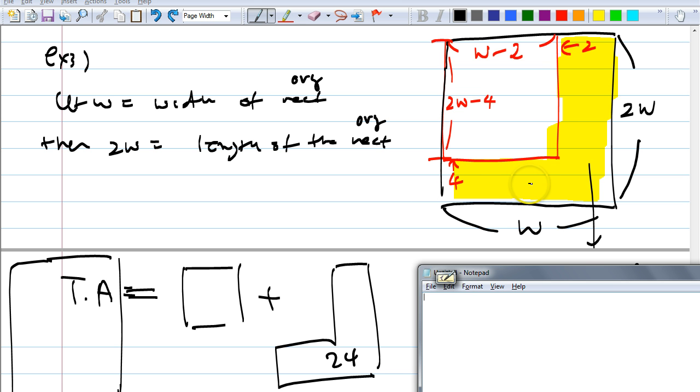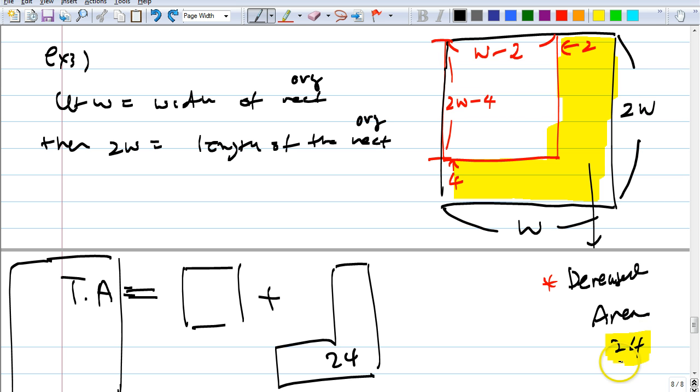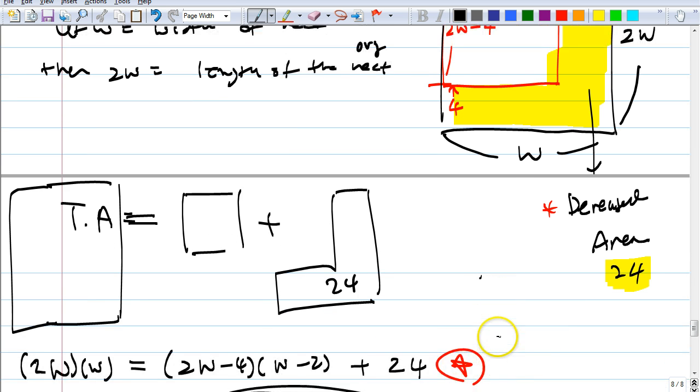Didn't they tell us what it is again? Thankfully they do. What is it? Addison? 24. Isn't that right? That's important. If you didn't know that, you can't do this problem, right? They tell us the area decrease was 24 meters squared. So your equation should be this way.